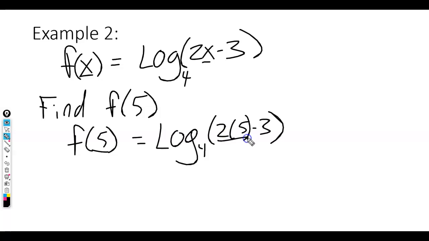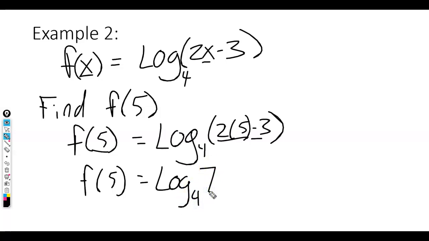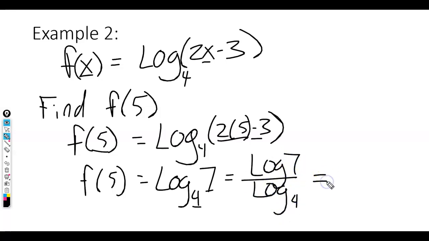Now, what is 2 times 5 minus 3? That's 10 take away 3, which is 7. So f of 5 is log base 4 of 7. Well, we can't get these bases to match, so guess what we do? We do our change of base. And from there on out, we just use our calculator. 1.404.